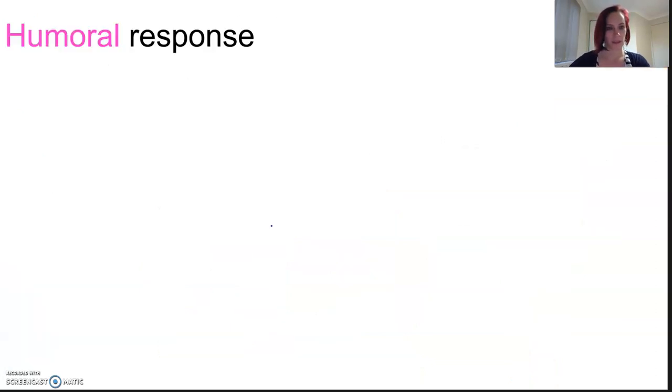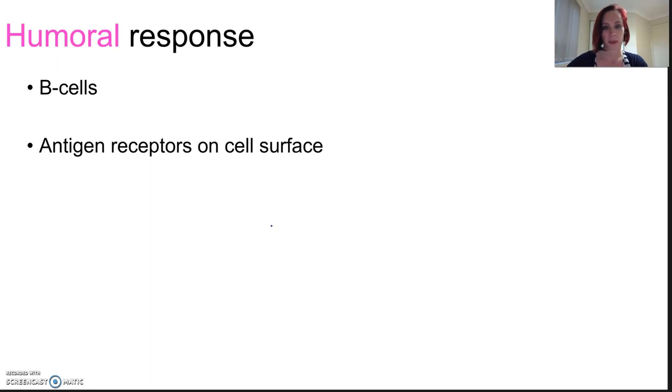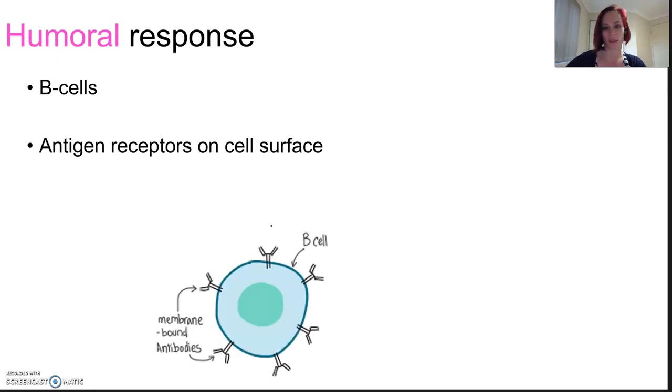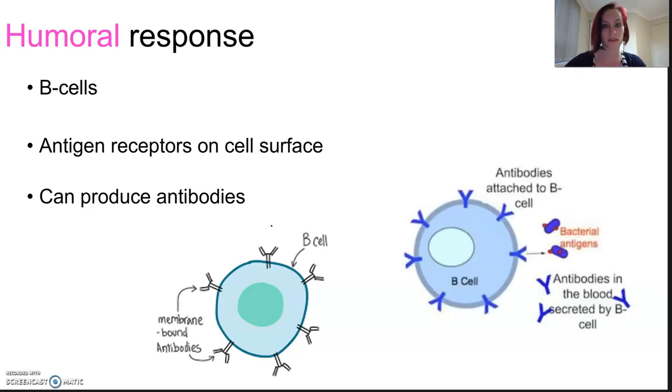All right, let's talk specifically about the humoral response, and that is all to do with B lymphocytes. They manage this response. And these B cells have antigen receptors on their cell surface, okay? So they can actually pick up things like those antigens that are going, okay, that's not a self cell. What am I going to do with this? Once they bind to this antigen, these cell receptors on the outside, the B cell becomes primed and it produces large numbers of things called antibodies, right?